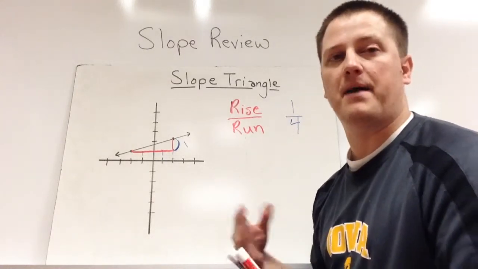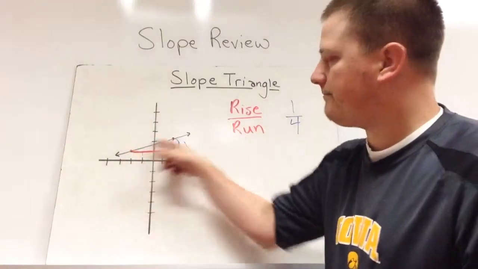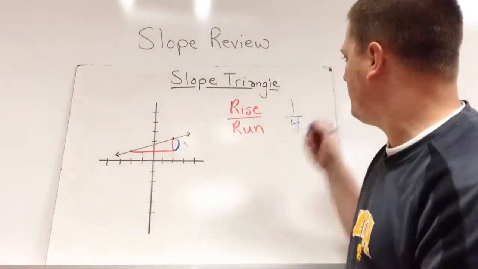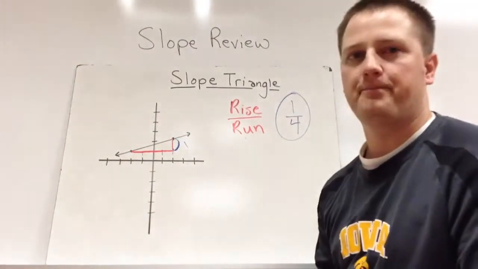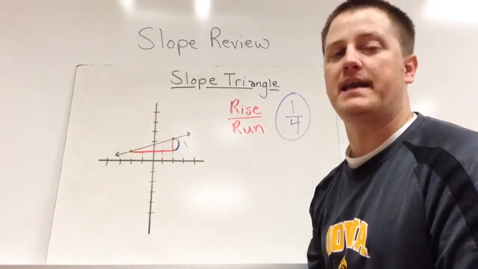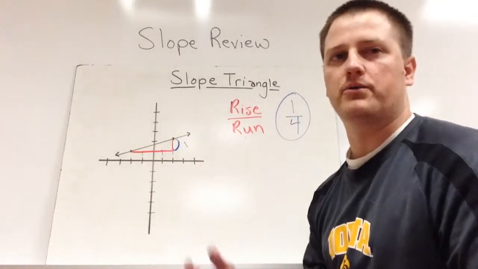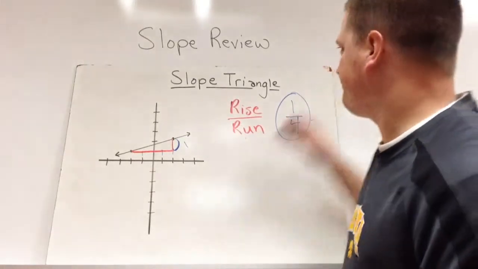The one thing that you've got to remember about the slope triangle is we have to know whether it is a positive slope or negative slope. And since this one's going up from left to right, that means it's positive, so our slope is 1/4. If our line is going down from left to right, that would be a negative slope. So we have a rise over run of 1/4, which means our slope is 1/4.